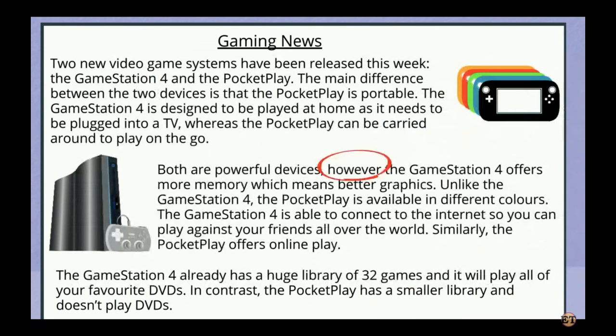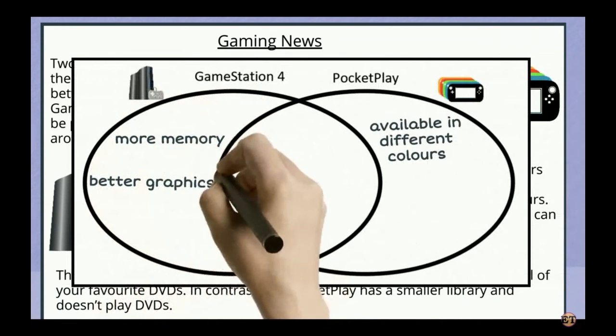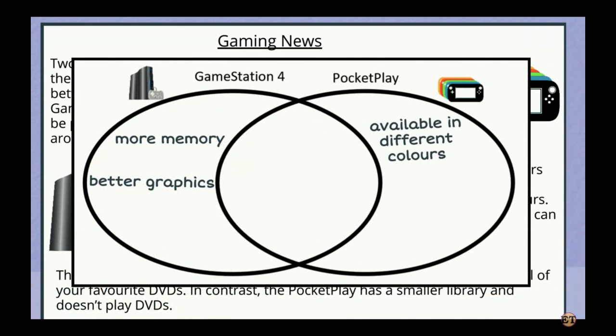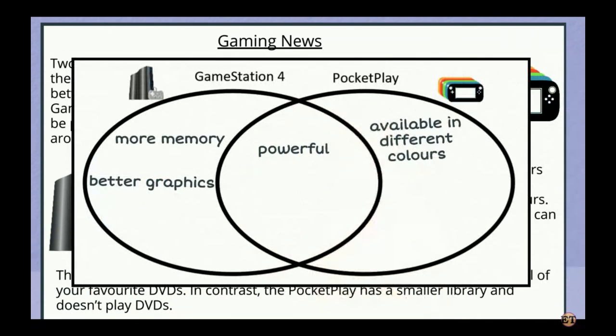Here's another signal I found. However, this word tells us the author is identifying another difference. The GameStation 4 has more memory and better graphics than the Pocket Play. Here's another signal word, both. It tells us that there is a similarity. Can you see what it is? They are similar in that they are both powerful.